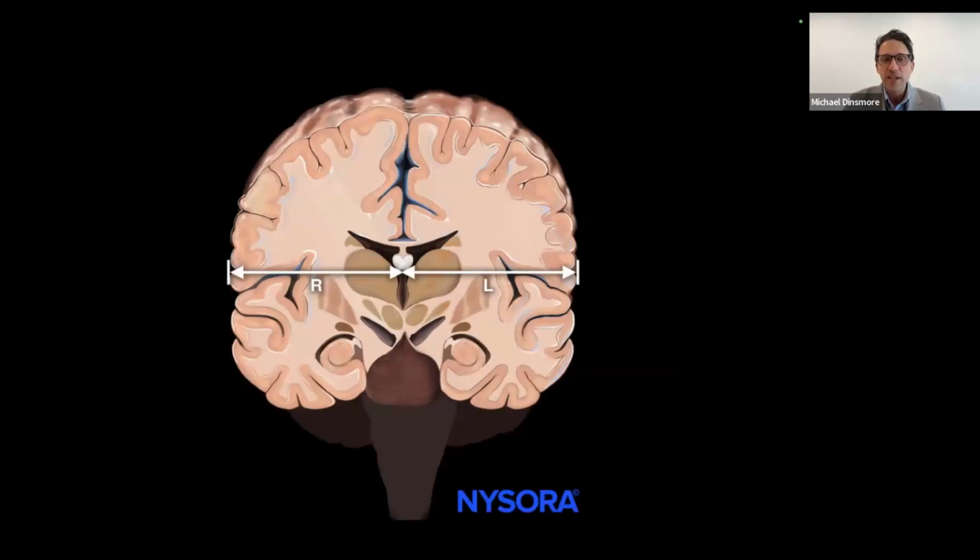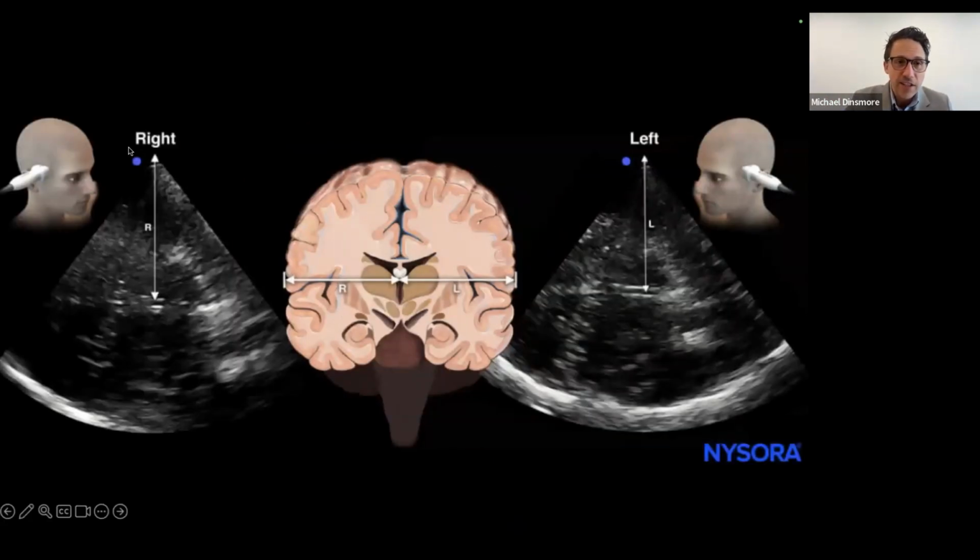You can do this two ways. You can either do the Doppler on each side and measure to the ventricle, so you're comparing the left and the right. If you do the right, you're measuring to that ventricle, and then you go on the left and measure that ventricle. You compare them. Obviously, they should be equal if you have no midline shift.